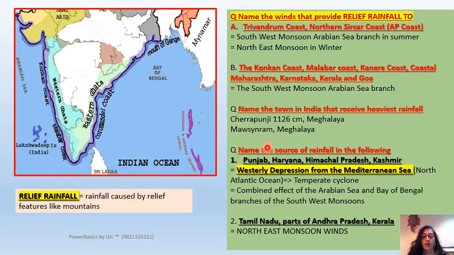Name the town in India that receives the highest rainfall. Cherrapunji, 1126 centimeters of rainfall in Meghalaya, and Mawsynram in Meghalaya. Name the source of rainfall.